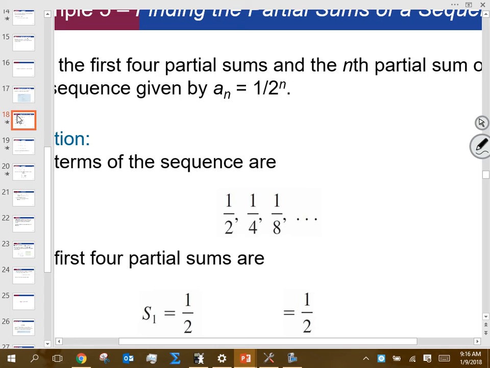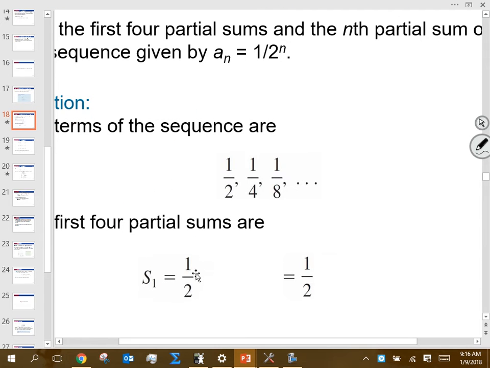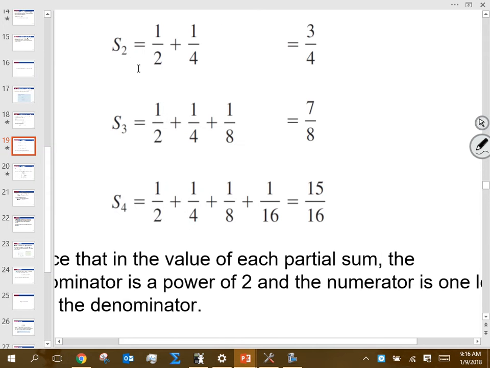So it's kind of trivial when they want S sub 1. S sub 1 is simply just the first term. There's no addition there. It's only one object. When they want S sub 2, taking S sub 1, A sub 1, and adding to it A sub 2. Add those together, you get 3/4.